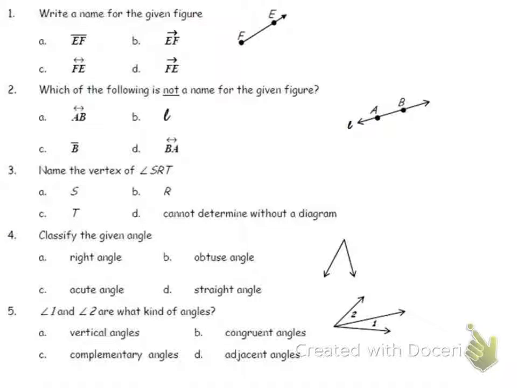This is the Geometry Chapter 1 review. So we start with number 1, and we need to write the name for the figure that we're given. I notice F and E are points, but this is a particular type of line because it starts and has an endpoint at F and goes through E. That is going to be a ray.